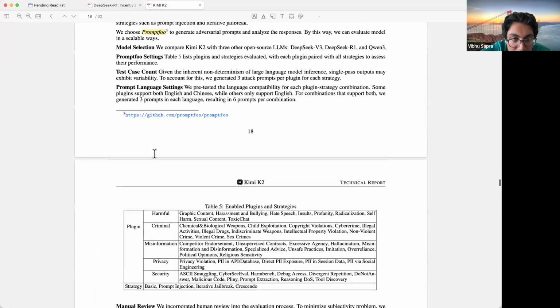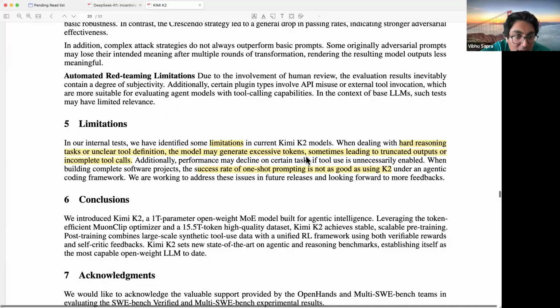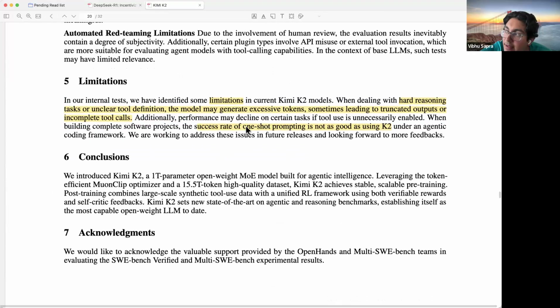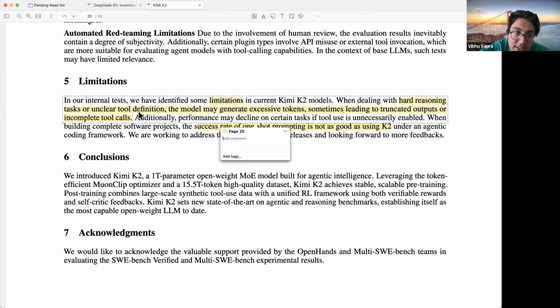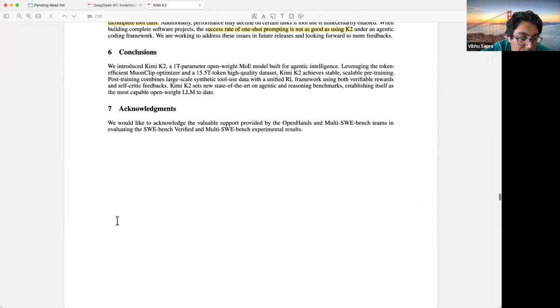Red teaming, they do some red teaming here. Limitations: when dealing with hard reasoning tasks or unclear tool definition, the model may generate excessive tokens, sometimes leading to truncated outputs or incomplete tool calls. Basically, they have it in their RL that if it's too long, we just truncate and it's cooked. That can lead to it wasting its context and then cutting off at tool calls. Additionally, performance may decline on certain tasks if tool use is unnecessarily enabled. When building a complete software project, the success rate of one-shot prompting is not as good as K2 and their agentic coding stuff. Yeah, that's the paper.